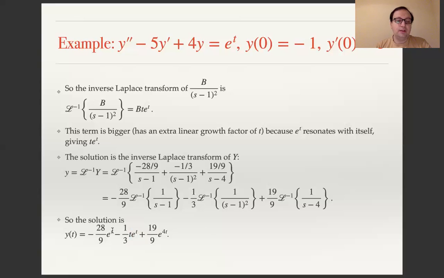So here, minus 28 over 9 e to the t plus 19 over 9 e to the 4t is the complementary term, and minus 1/3 t e to the t is a particular solution of the equation. And here, again, we can compute exactly what the complementary term is because we are given initial conditions for y of 0 and y prime of 0.